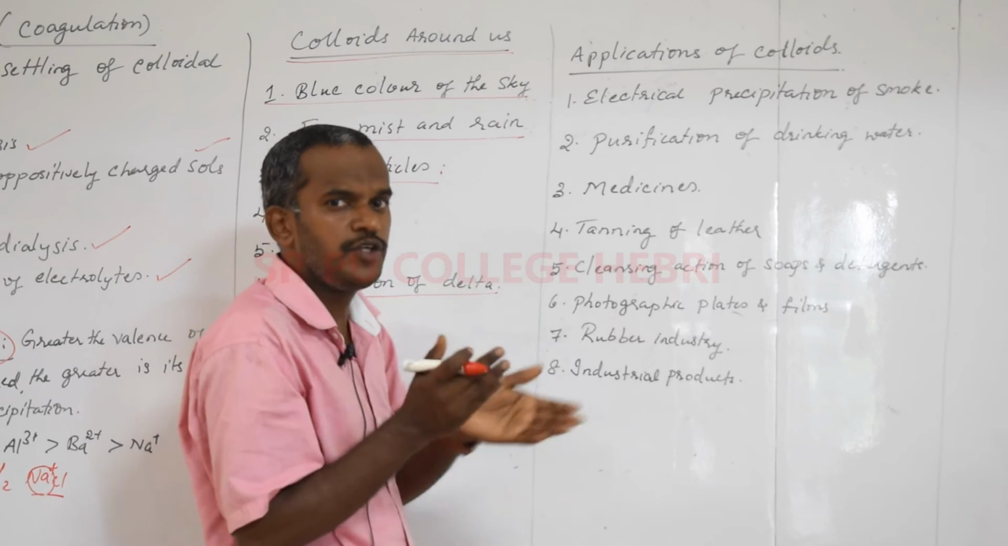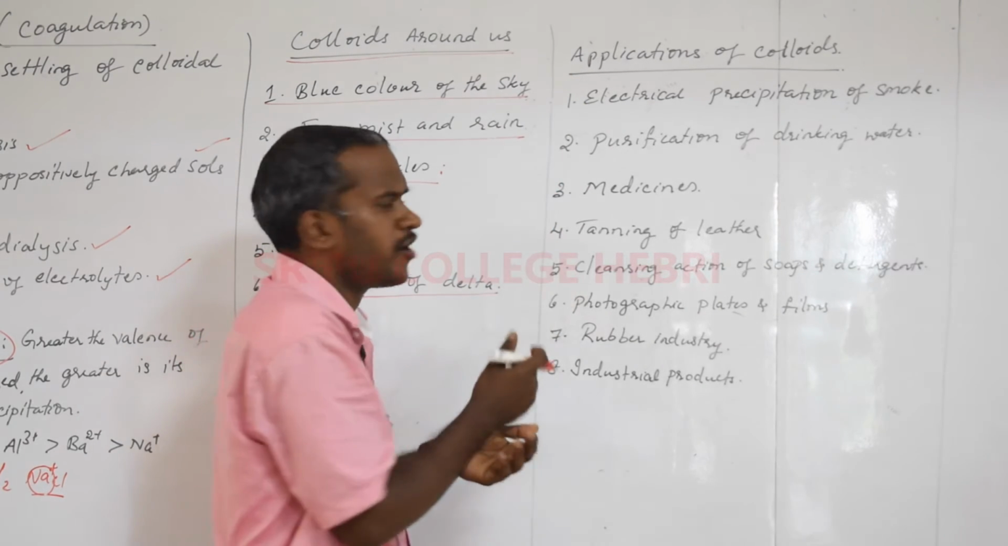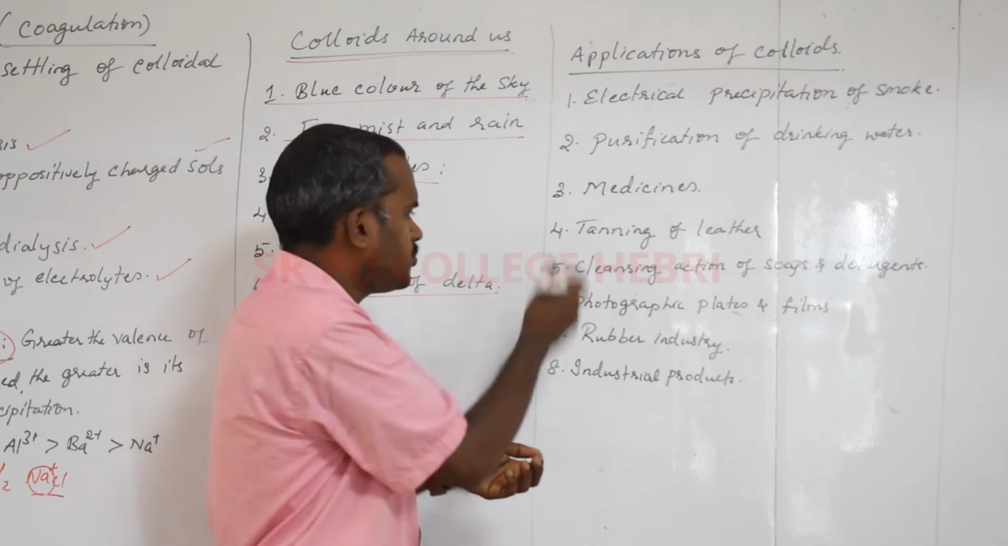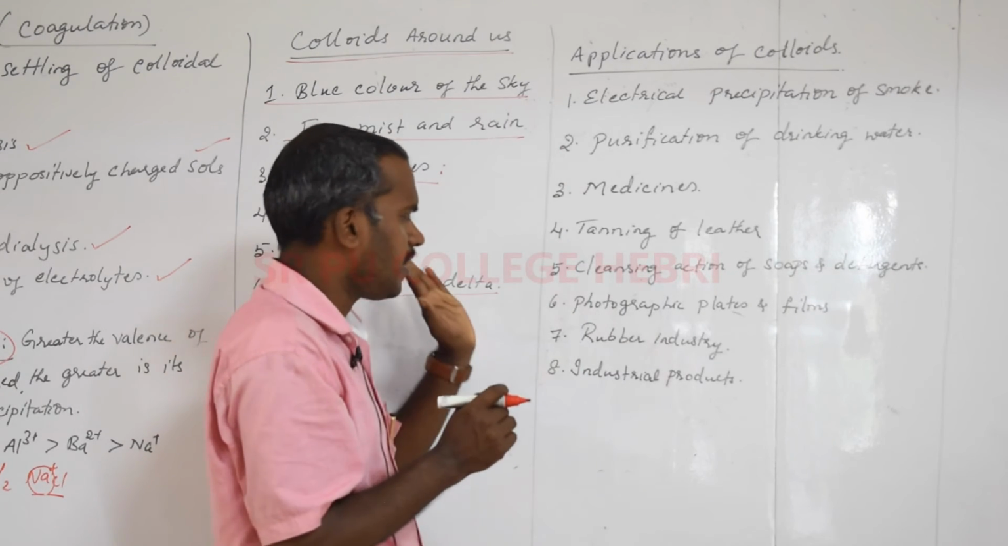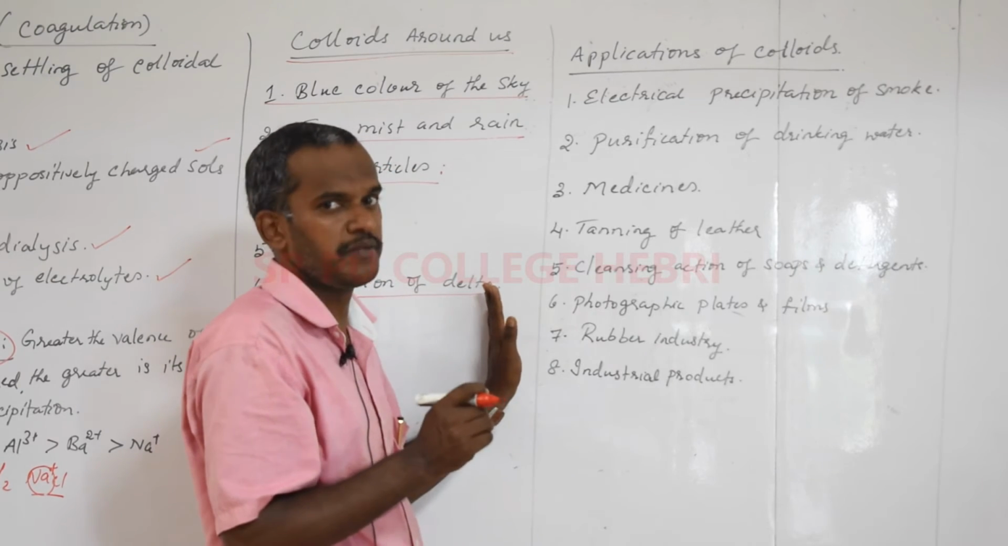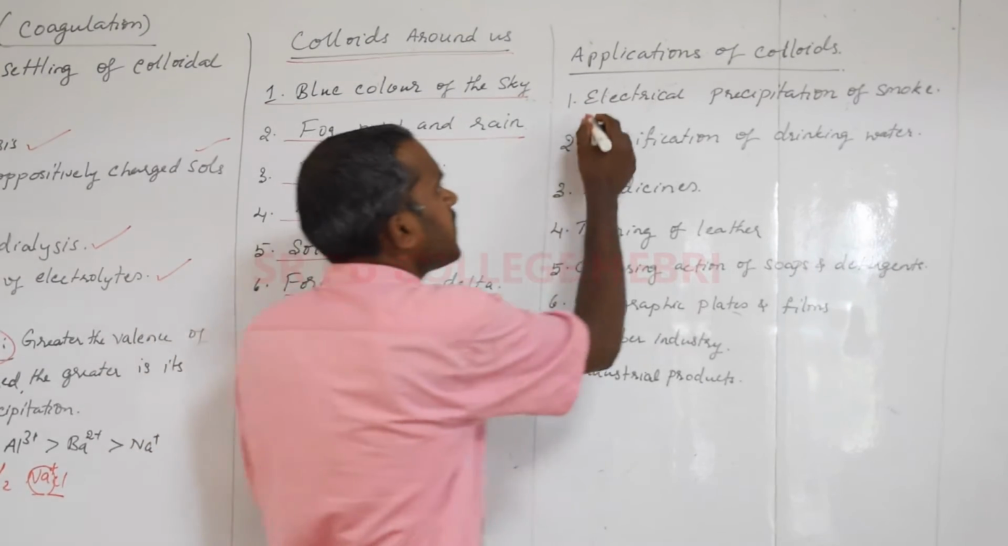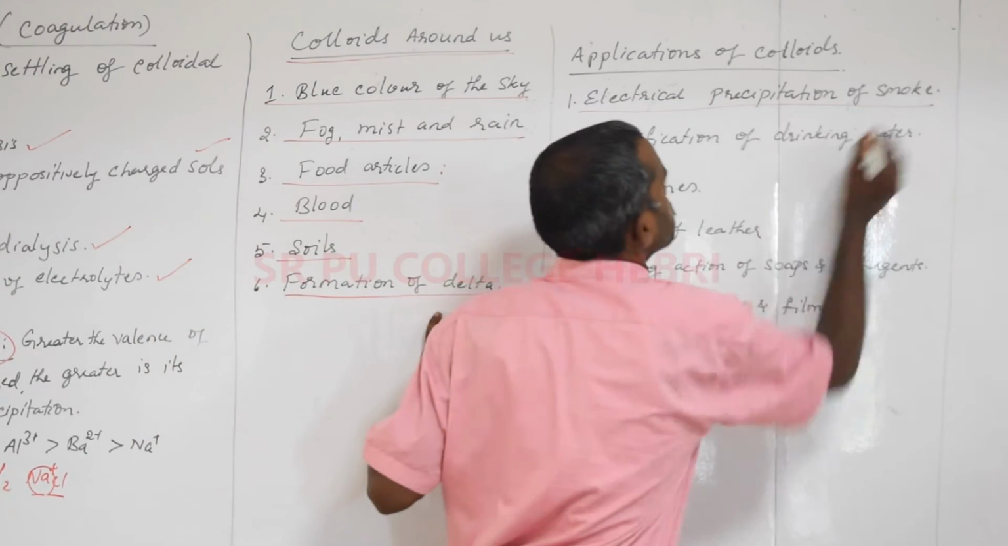So where all we use the colloids, depending on the different phenomena and their efficiency, where we use them in day-to-day life. If you list out, there are simple 8 applications of colloids given in the book, so you can remember that. The first one, electrical precipitation of smoke.